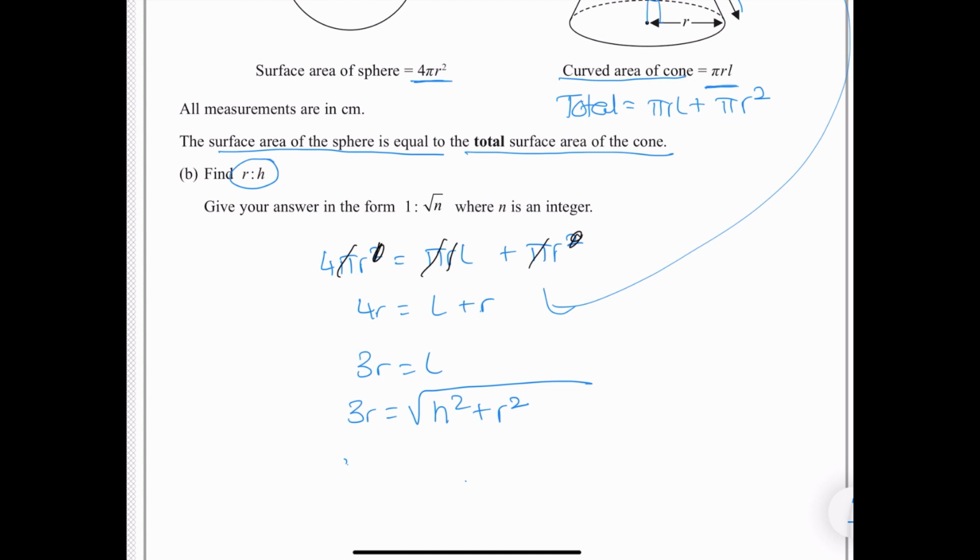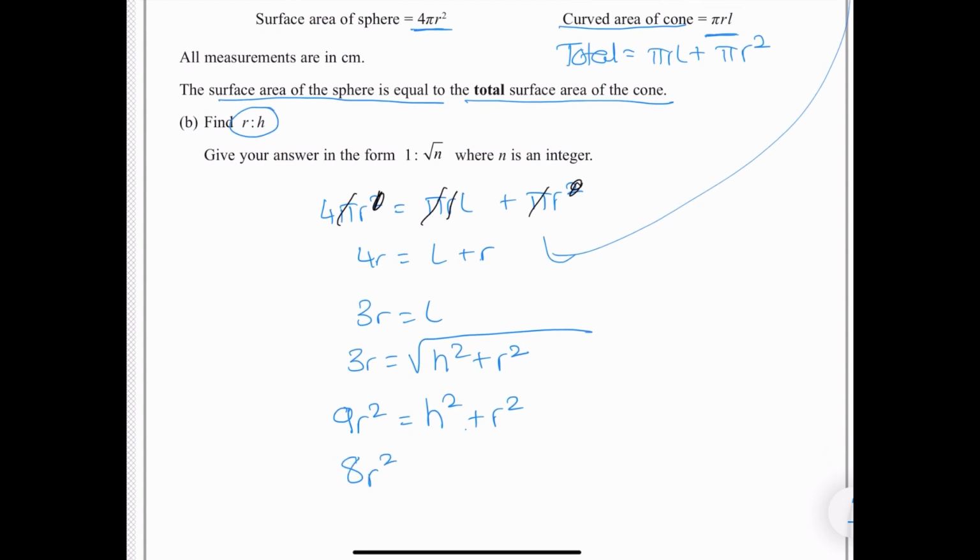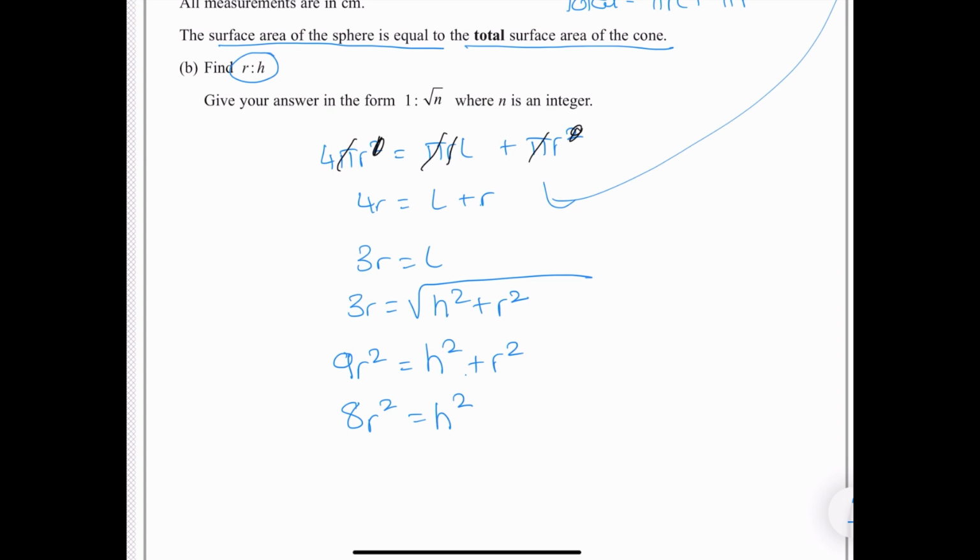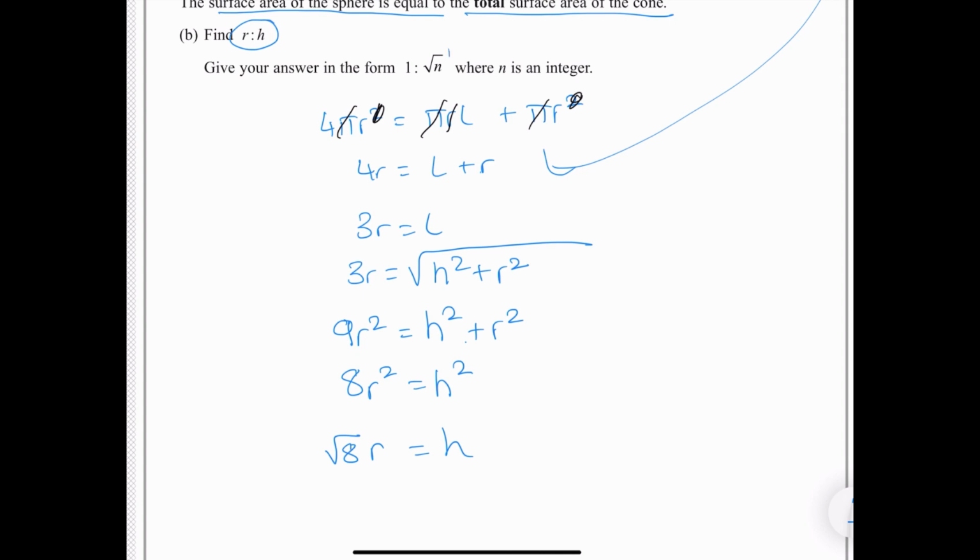So 3R all squared will give me 9r squared equals h squared plus r squared. That gives me 8r squared equals h squared, like that. And again, I don't want the squares in there, so I'm going to square root both sides. So that gives me root 8 r equals h, like that. Okay, so I want it in the form 1 to root n. So basically that is 1 to root 8. But n is an integer and I've done what they asked us.